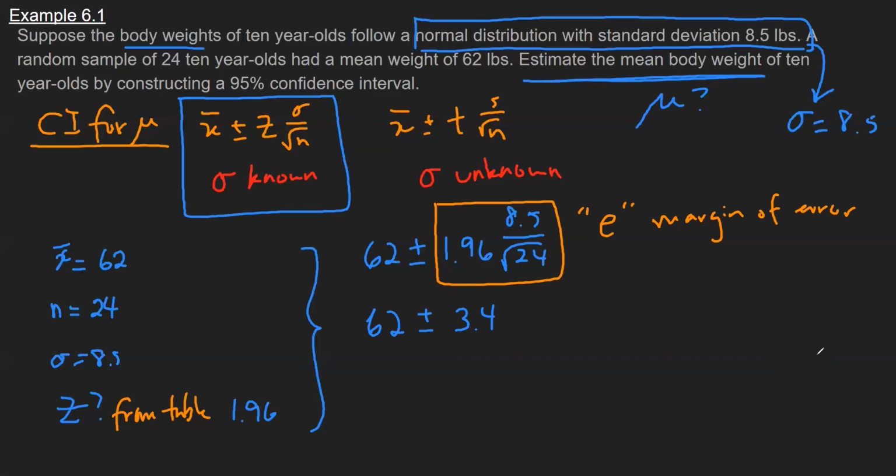So finally, putting these values all together, 62 plus or minus 3.4 gives me a window that is from 58.6 pounds all the way to 65.4 pounds. So at the end of the day, what I'm saying is I'm 95% sure that this interval from 58.6 pounds to 65.4 pounds will actually contain the true mean body weight of 10-year-olds.